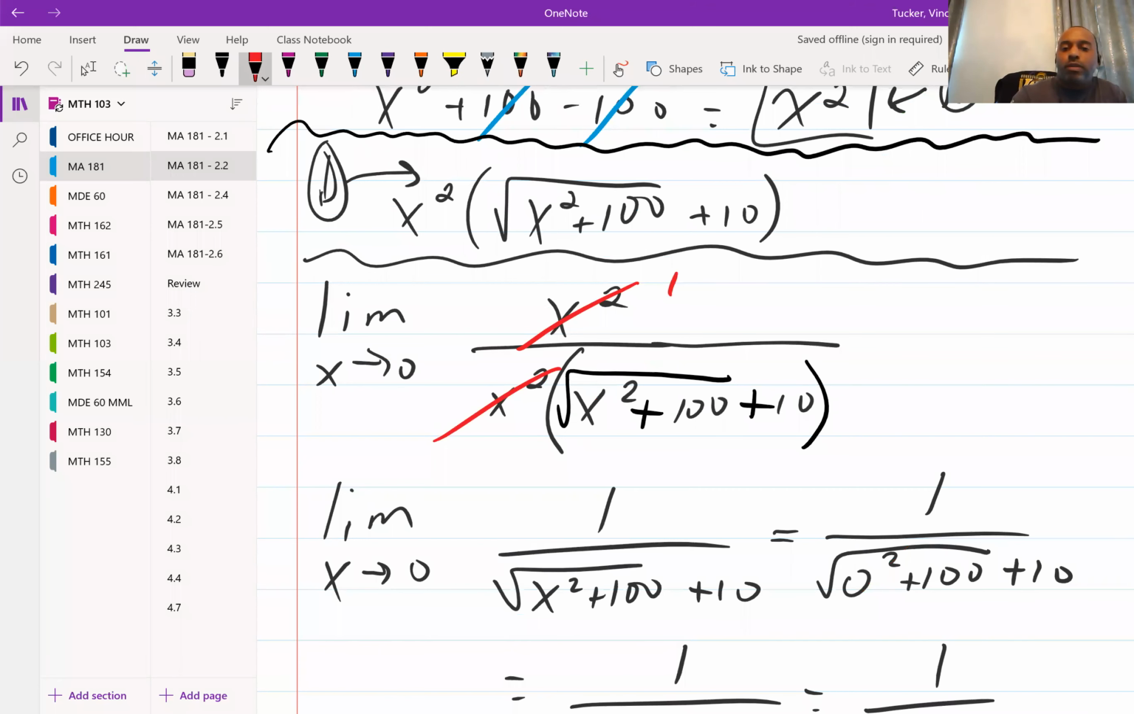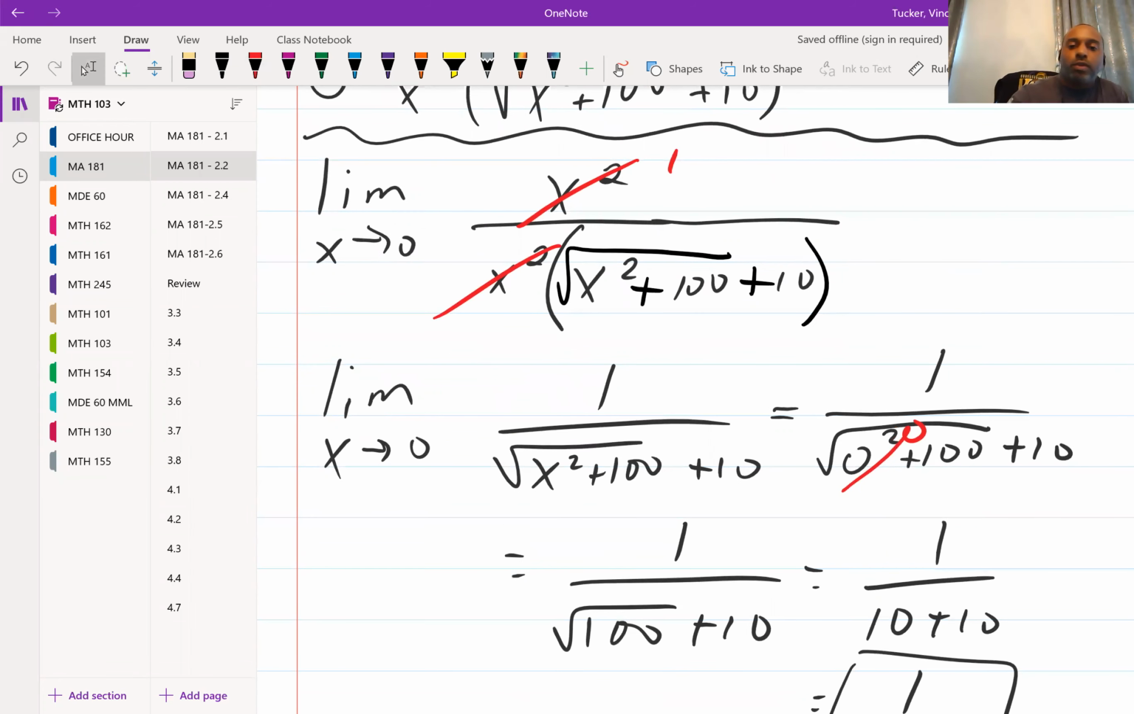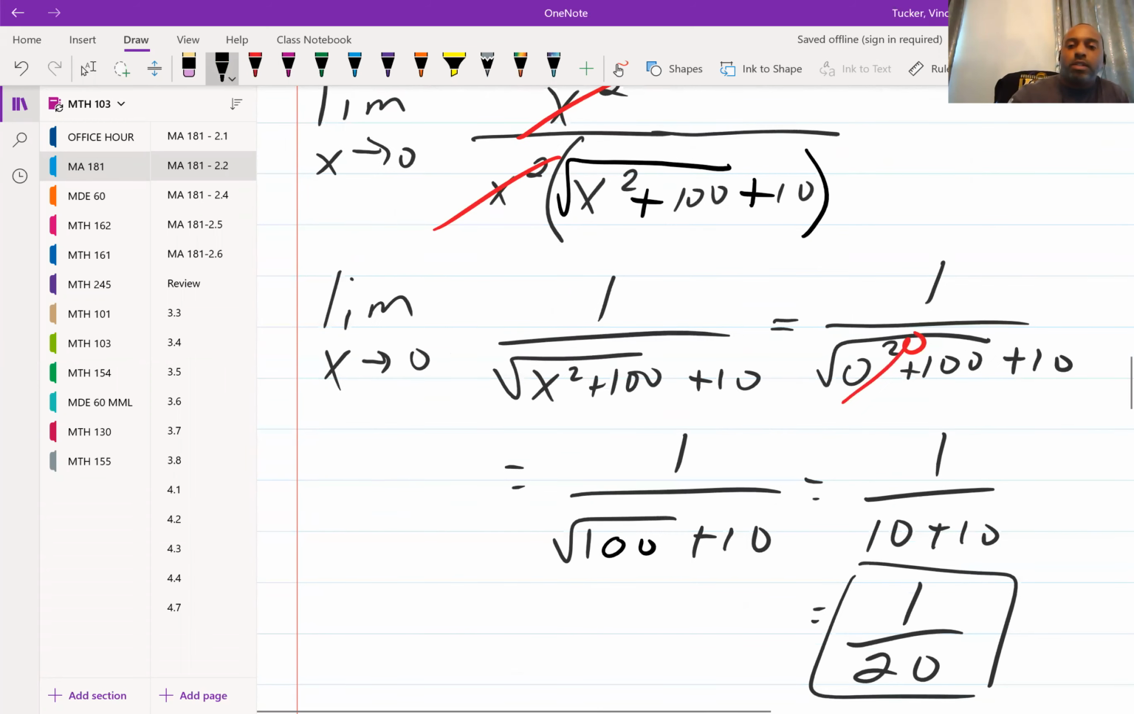And so that's 1 over the square root of 0 squared plus 100 plus 10. And of course, 0 squared is just 0. So it's 1 over the square root of 100 plus 10. Square root of 100 is just 10. So 1 over 10 plus 10 is 20. So that would be our limit as x goes to 0. 1 over 20.